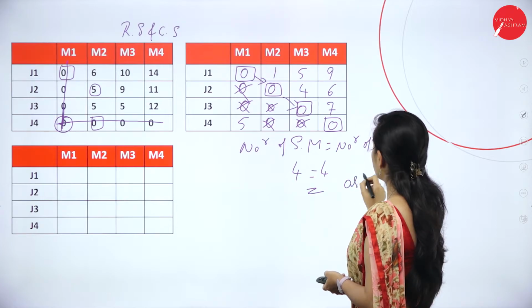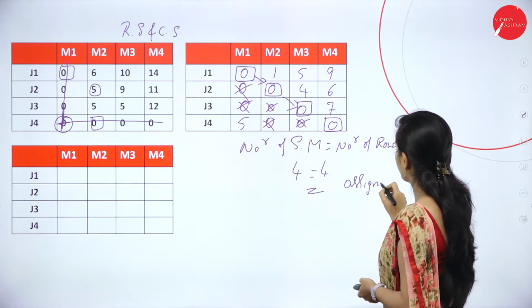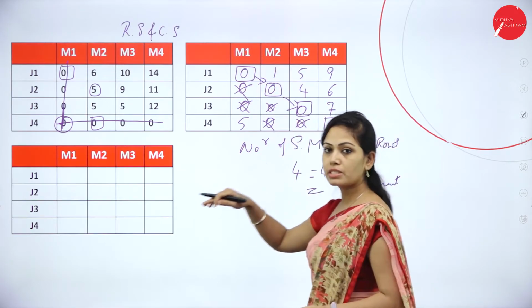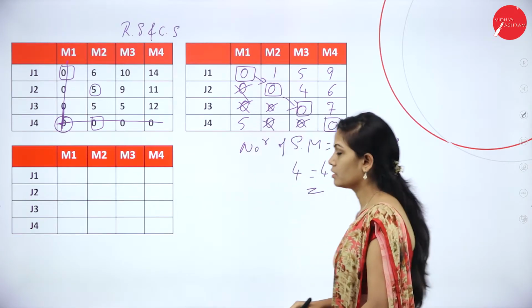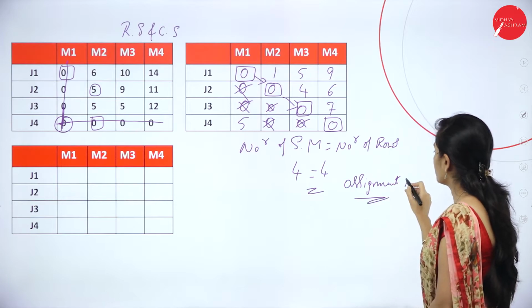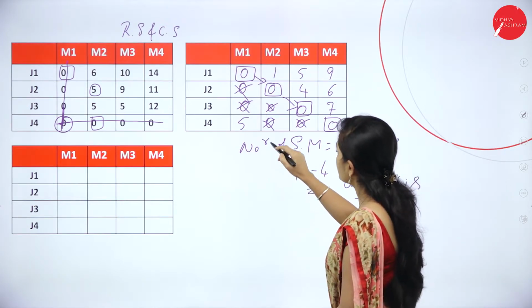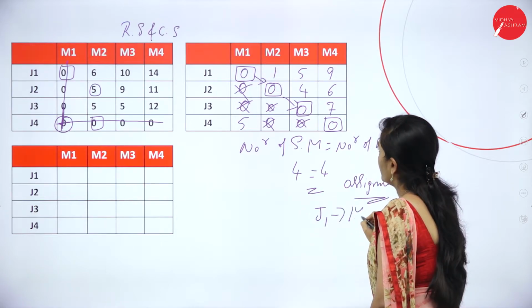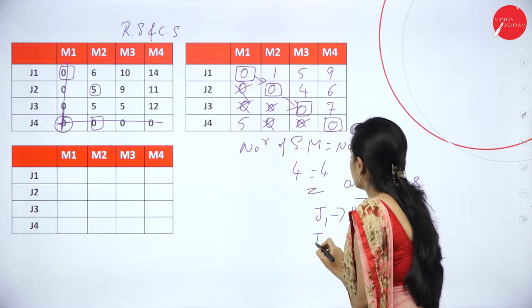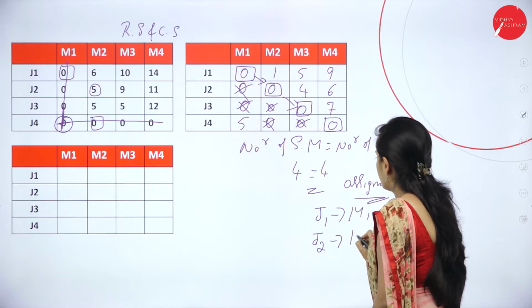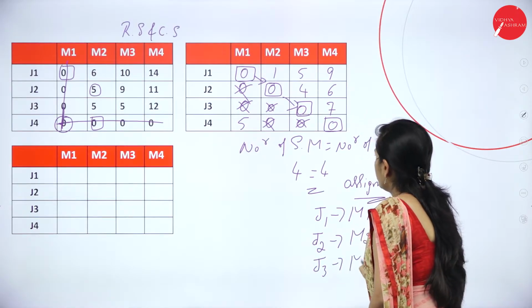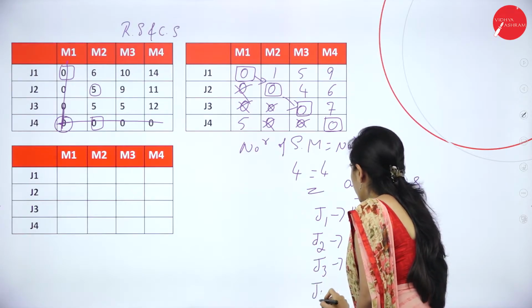So assignment is, now I have covered all the zeros. I think this table is not required. Assignment for this table is J1 and M1, J2 and M2, J3 and M3, and J4 and M4.